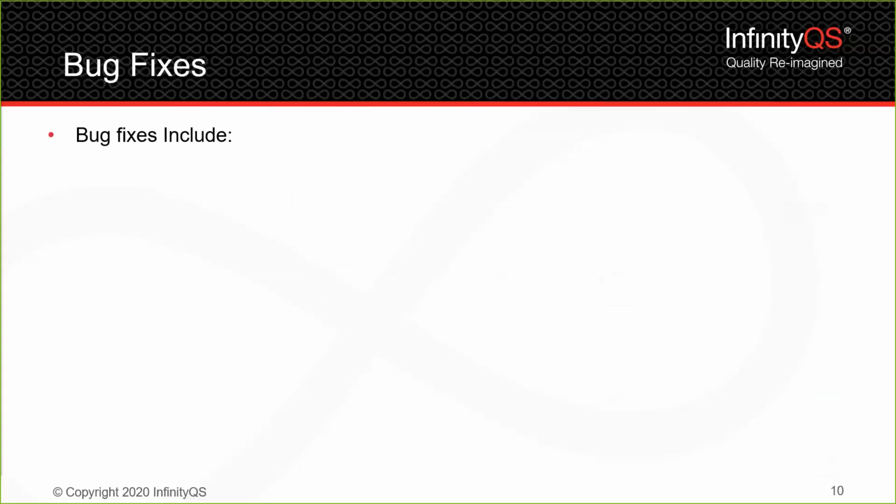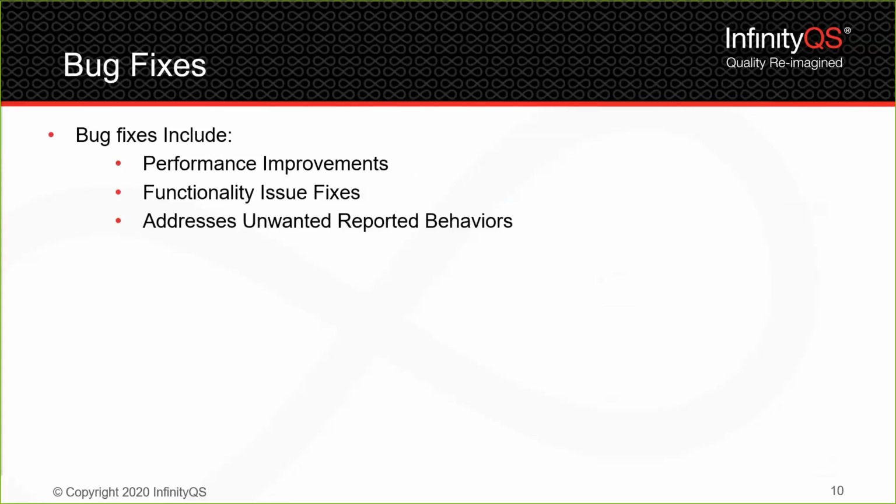And then lastly, we're going to talk about bug fixes. We'll just talk general. We'll talk about some of the performance improvements. We've made a lot of performance improvements that made the software function more quickly and more efficiently. We've also done functionality issue fixes. Some of those features above had some potential issues, so we tweaked them just to make sure that they can work as best as possible. And then lastly, unwanted reported behavior. Sometimes the software would be a little finicky at some point, so we've addressed those and made sure that it's as smooth as possible.